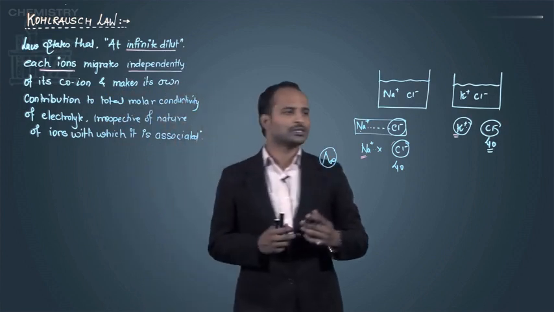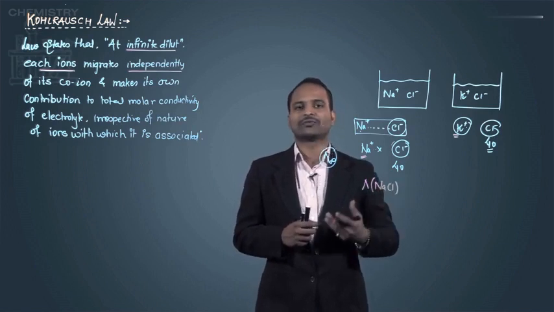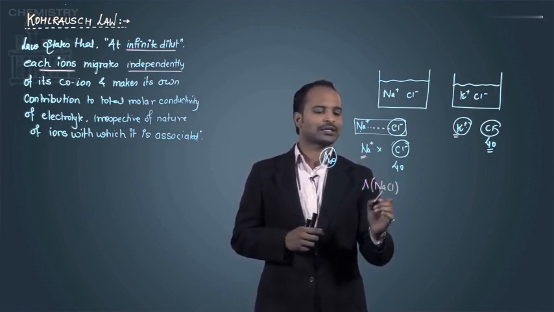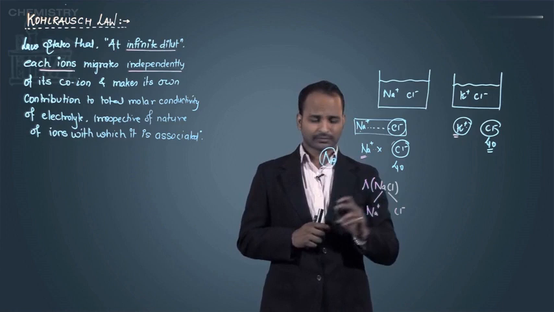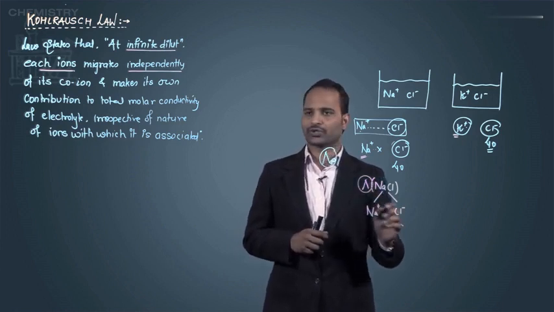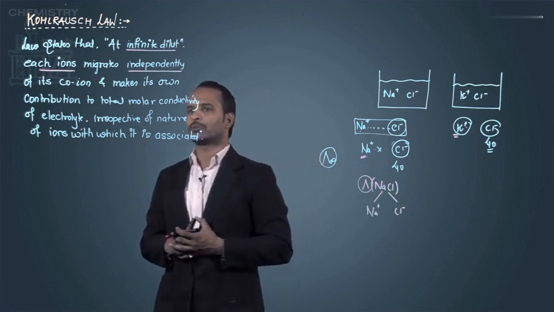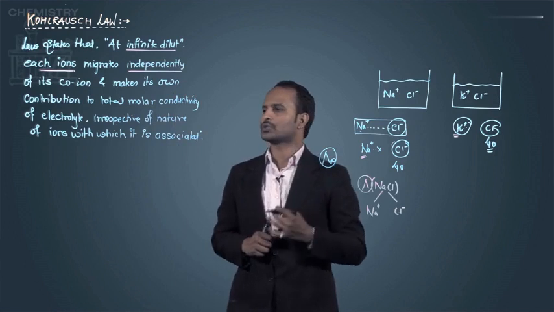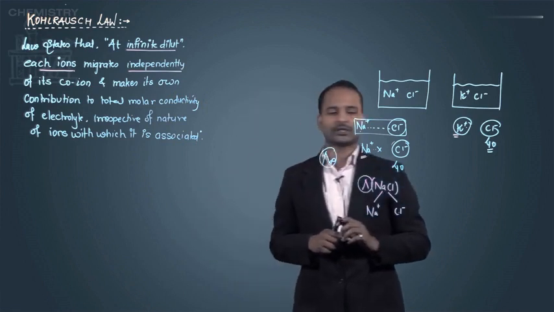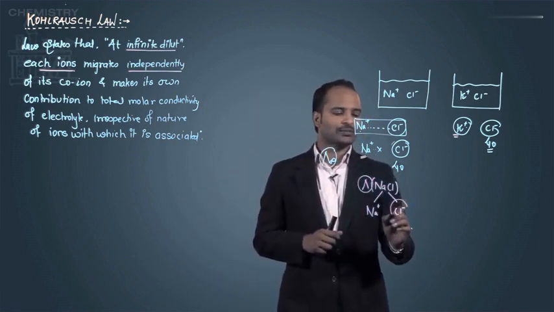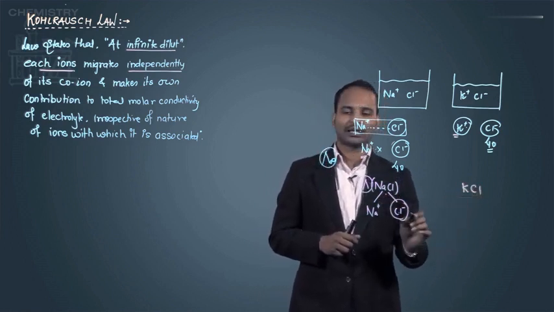Makes its own contribution means, suppose I am writing the molar conductivity of NaCl. NaCl itself does not conduct electricity, but the electricity is conducted by the ions of NaCl. So the molar conductivity is going to be the sum of the conductivity of Na plus and Cl minus, and that's why it is said that each ion makes its own contribution to the total molar conductivity of the electrolyte, irrespective of the nature of the ions with which it is associated. So the contribution of Cl minus ions will be the same in the case of NaCl as well as in the case of KCl at infinite dilution.